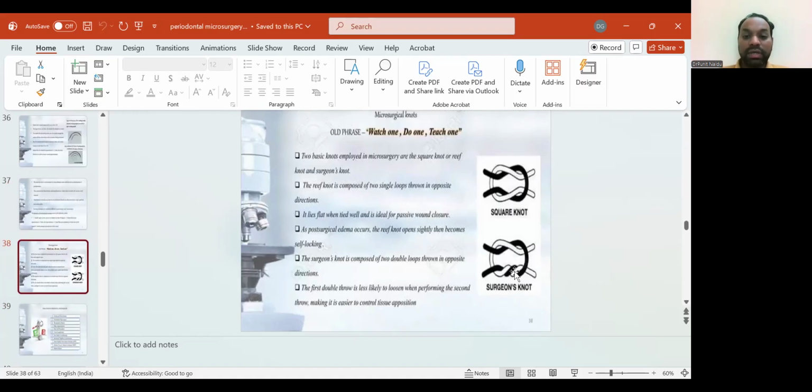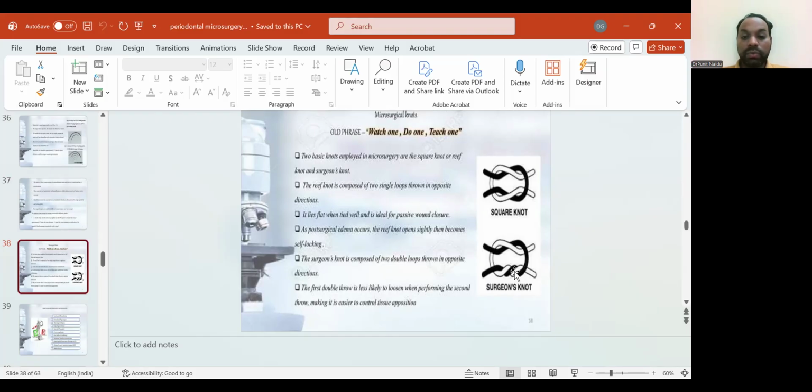Two basic knots employed in microsurgery are the square knot, or reef knot, and the surgeon's knot. The reef knot is composed of two single loops thrown in opposite directions, lies flat when tied well, and is ideal for passive wound closure. As post-surgical edema occurs, the reef knot opens slightly, then becomes self-locking.